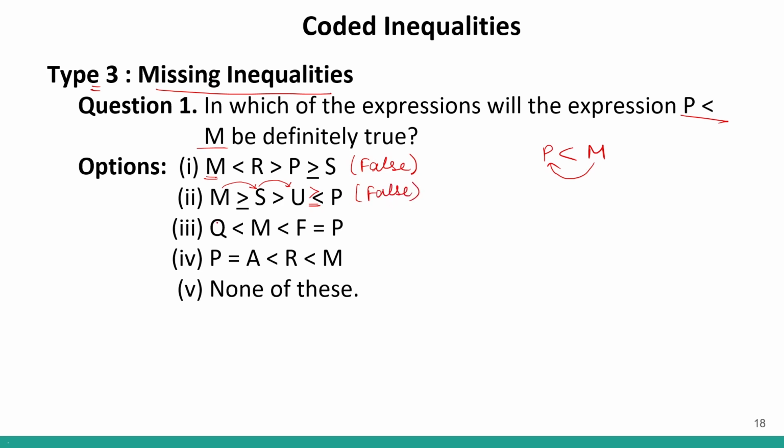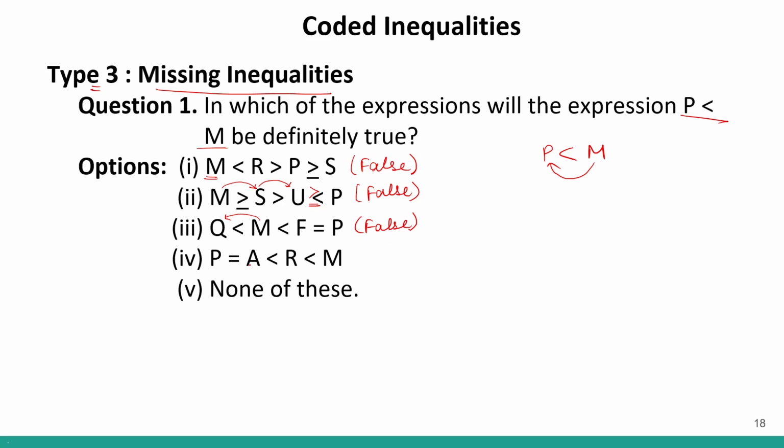Correct? Looking at option number 3. We will move from M, from bigger door. So if I move from M bigger door, I will move to Q. From bigger door to smaller door. Then I cannot proceed. So this is also false.